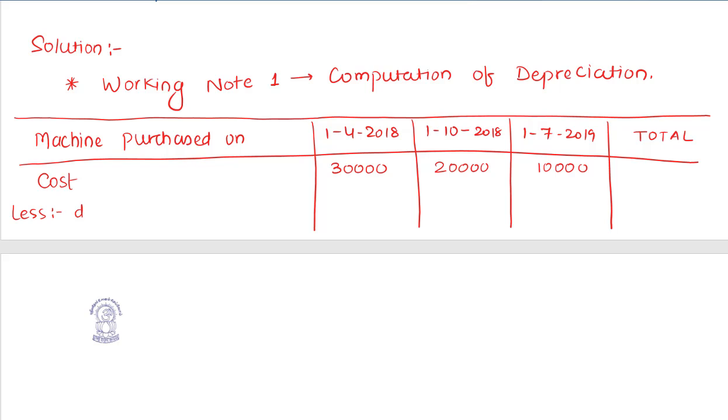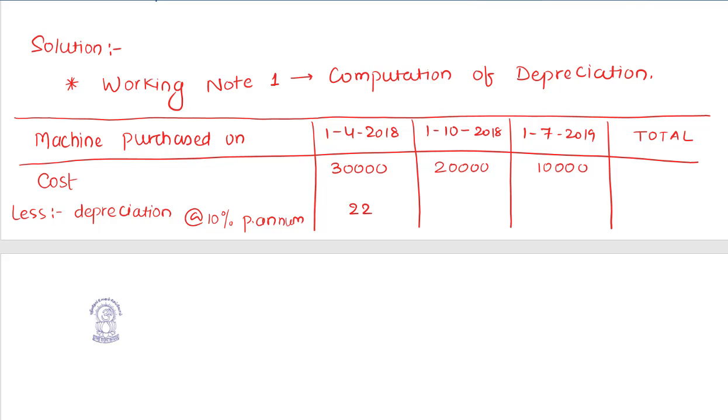Less depreciation at the rate 10% per annum, that is for 12 months. Over here, the depreciation is charged for only 9 months. So 30,000 multiplied by 10% multiplied by 9 by 12. Do it on your calculators.